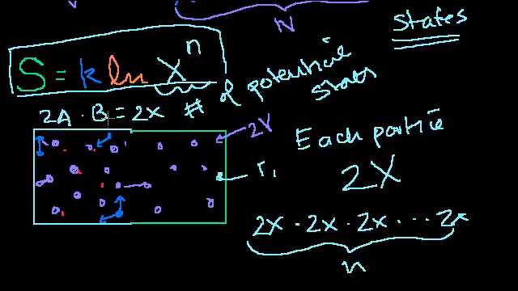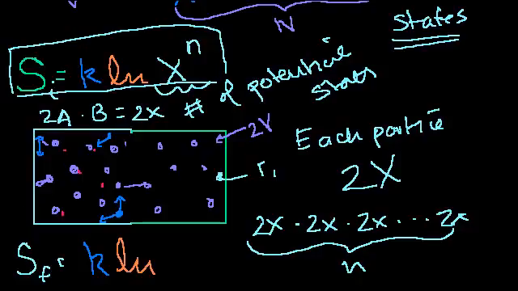So this is, let's call this S initial. My S final, my new way of measuring my states, is going to be equal to that little constant that I threw in there times the natural log of the new number of states. So what is it? It's 2x to the N power.